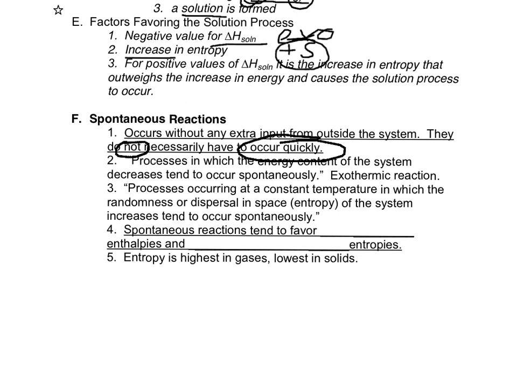Rusting is a spontaneous reaction. The oxidation of iron is a spontaneous reaction. It doesn't happen fast, but it happens without you really doing anything to it. All right, this is what we call a spontaneous reaction.